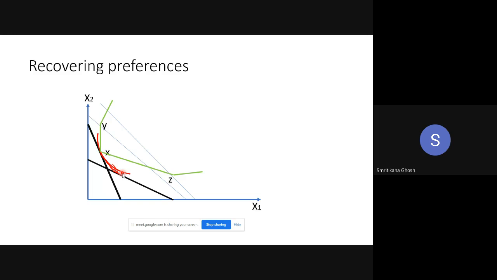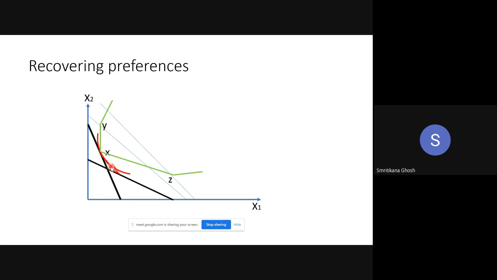So now I have joined the first point and the second point. So it will be a straight line. Okay. Now I can say any point above this straight line is more preferred to the point on the straight line, and any point below the straight line is less preferred to the point on the straight line. Yes, ma'am. Understood.